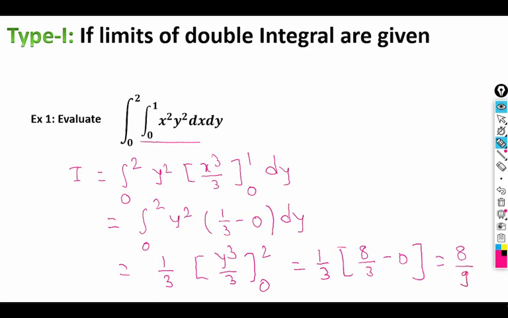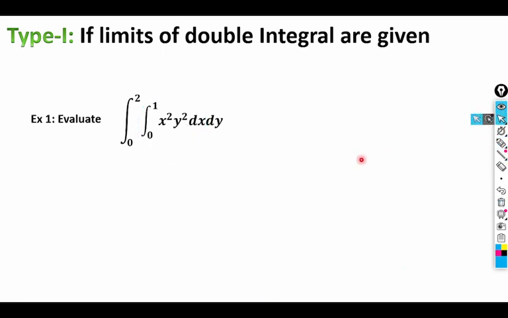So this is the way we evaluate the double integral. We mainly focused on the inner integral first with respect to x. We integrated with x, after that we integrated with y, and we got the answer as 8 by 9. A very simple way, but the most important thing is that when we integrate with x, we treated y like a constant: constant into x, constant into x square. So the answer is 8 by 9. That is the first example. We'll move to the second example now.